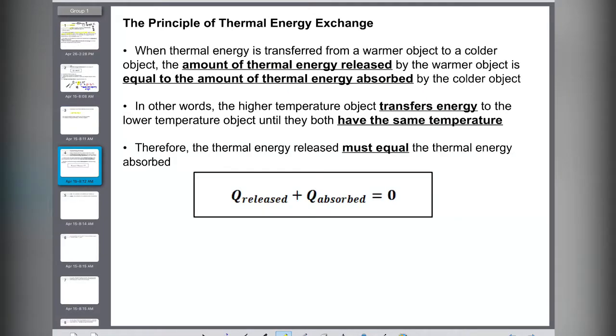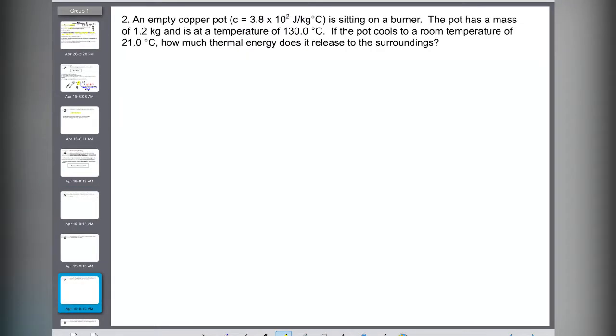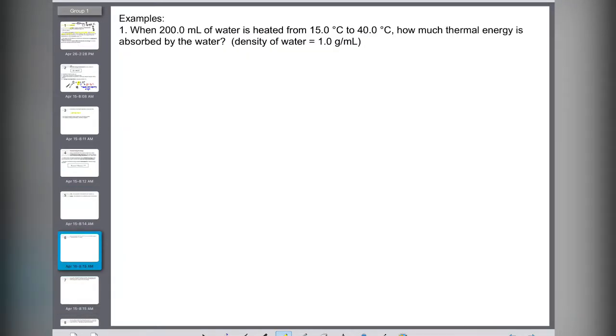So we're going to do an example first. I'm going to ask you to flip to, let's find, example number 1.